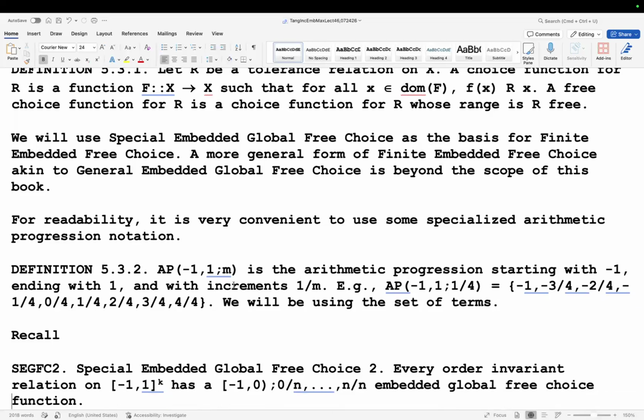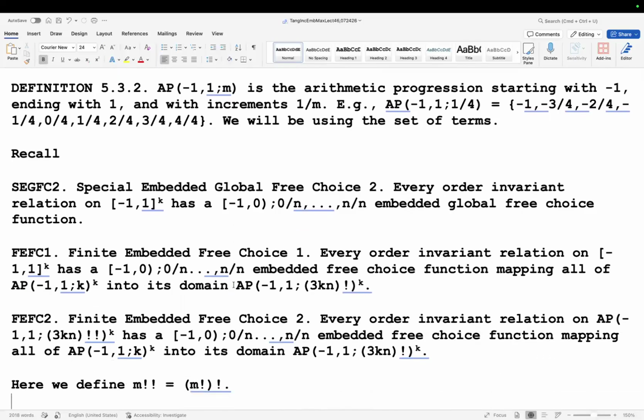All right. Recall the second version of the lead statement in special embedded global free choice. Every order invariant relation has a blah embedded global free choice function, this particular function. So here are the two finite forms. The first one is pi02, and the second is pi01. The first version is every order invariant relation on -1, 1 to the k, so far very normal, has a blank embedded free choice function mapping all of the arithmetic progression -1, 1, k to the k into its domain AP of -1, 1, 3kn factorial to the k.